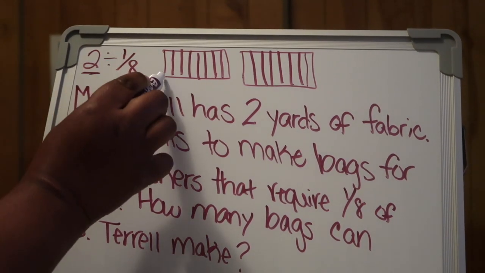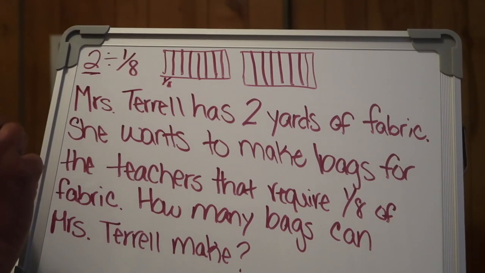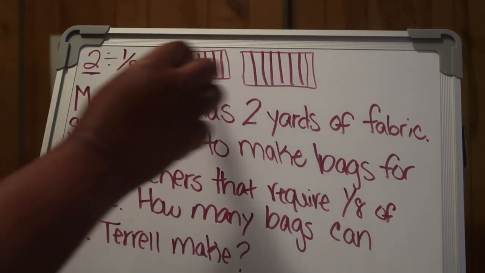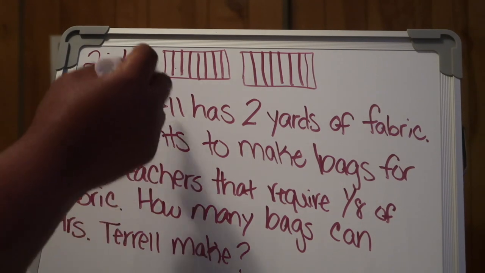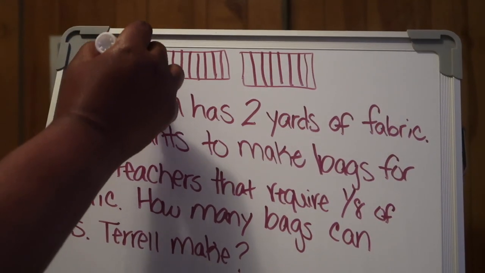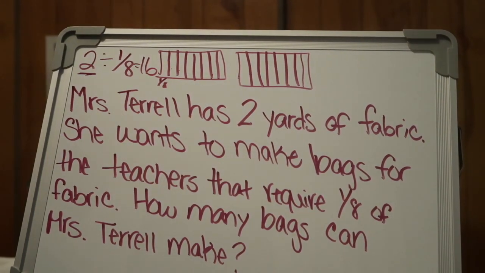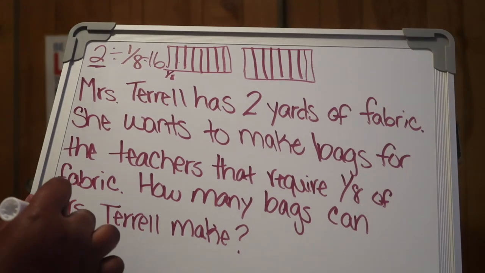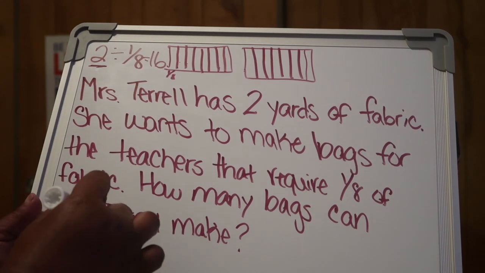So she can make a bag out of that piece, out of this piece, this piece, this piece. And then we remember from the first sample, when we added all of those eighths together, we got 16. So Miss Terrell can make 16 bags with 2 yards of fabric.